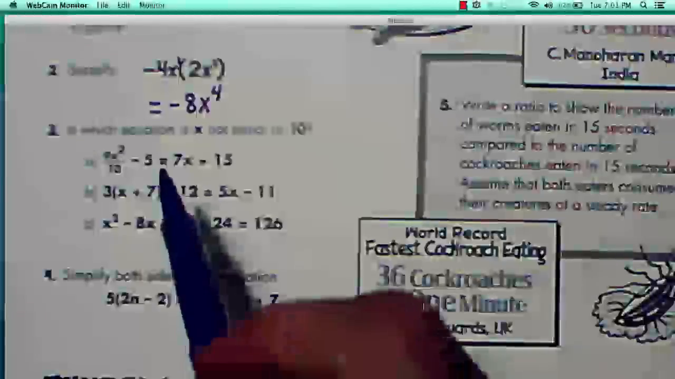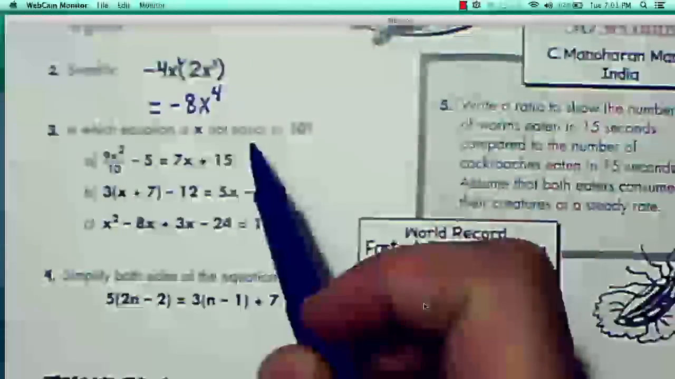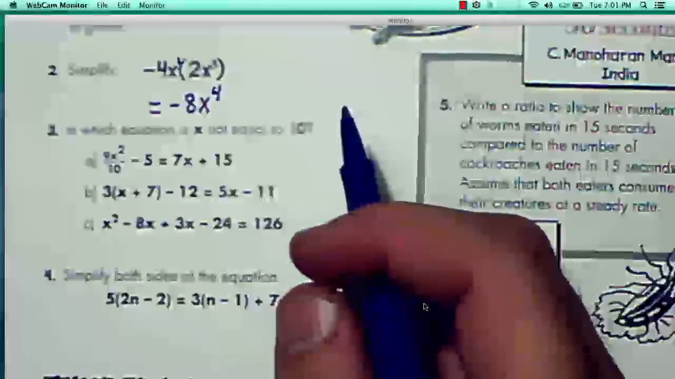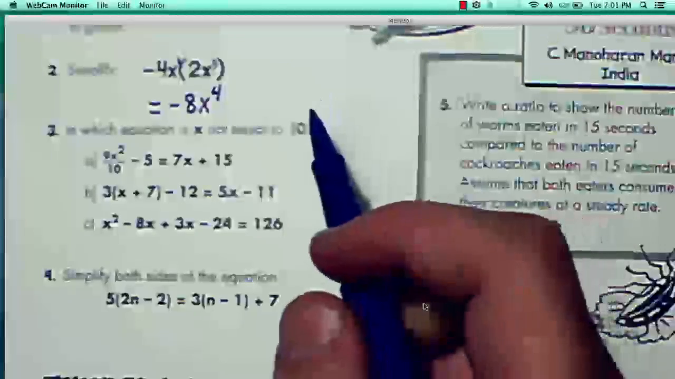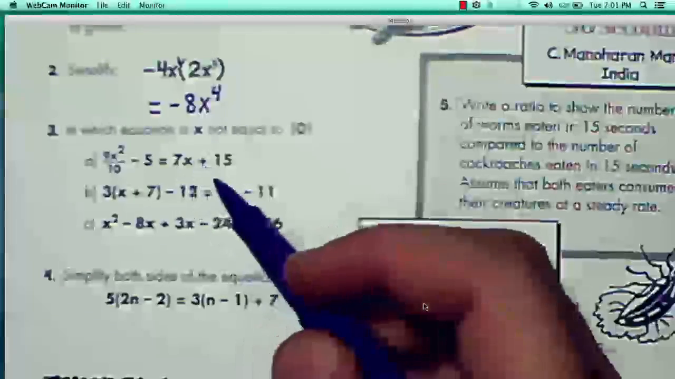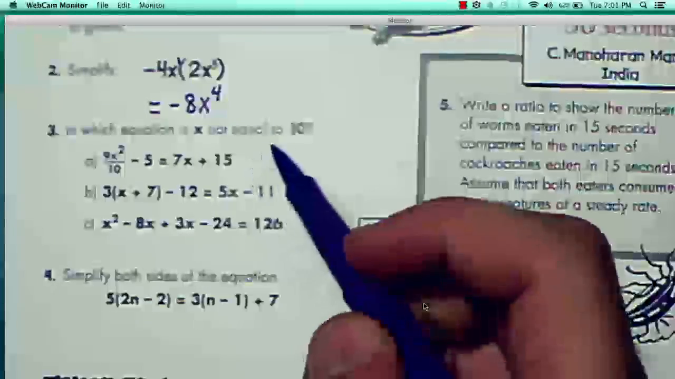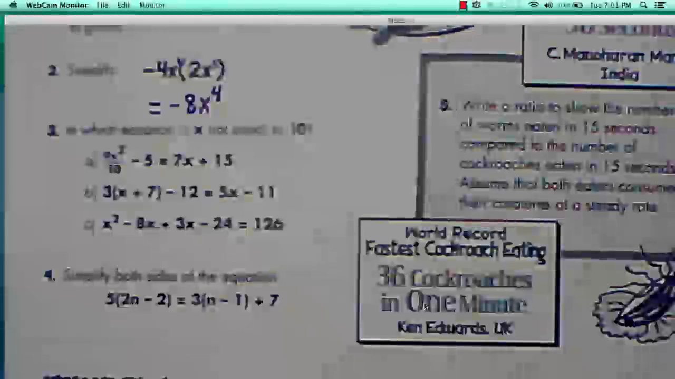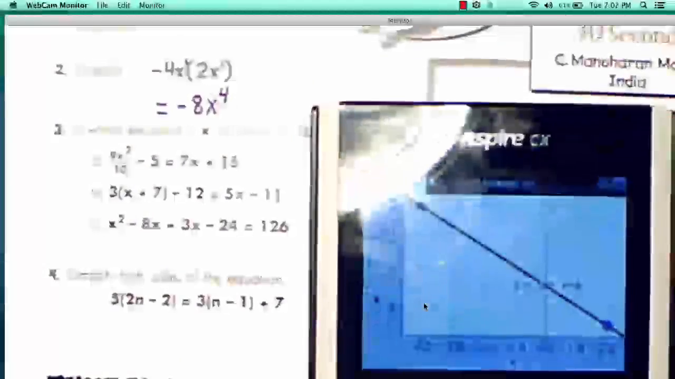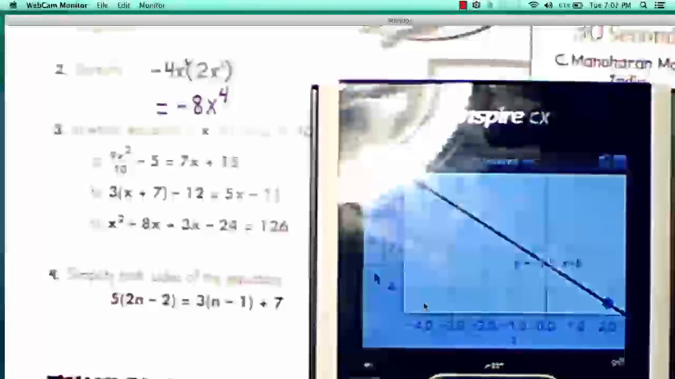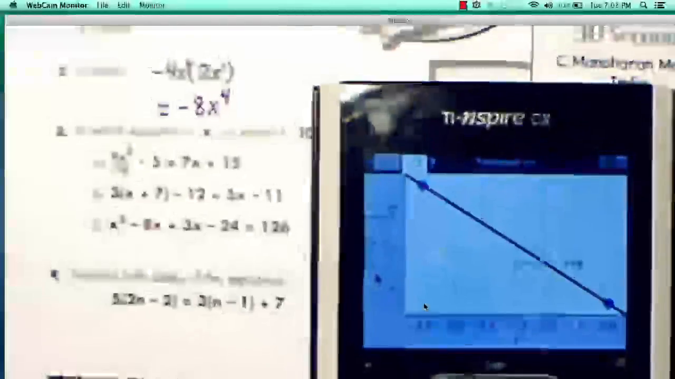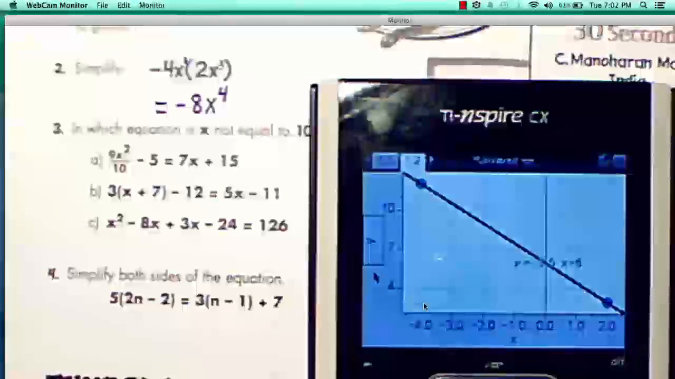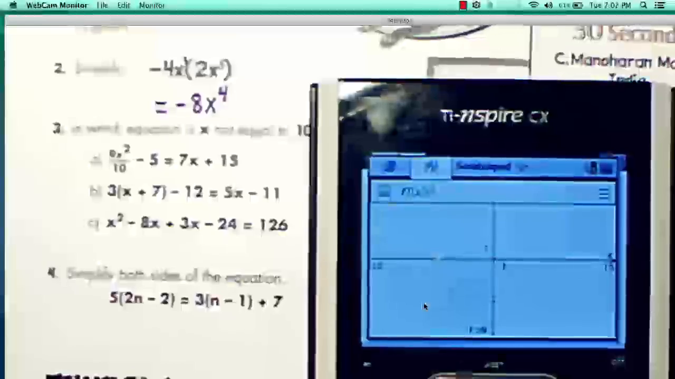Number 3 says, in which equation is x not equal to 10? Well, instead of actually solving each one of them, we can substitute 10 in each one of them and see which one yields a true statement. I'm going to use our calculator and the scratch pad to go about this.